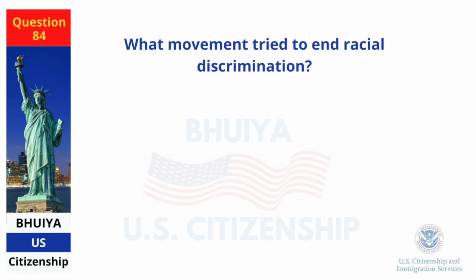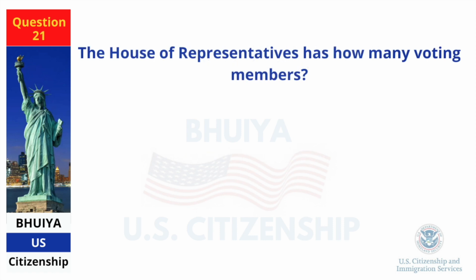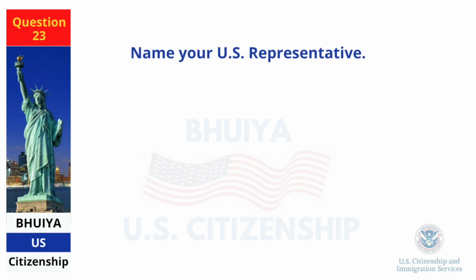What movement tried to end racial discrimination? Civil rights movement. The House of Representatives has how many voting members? 435. Name your U.S. representative. This answer will vary.